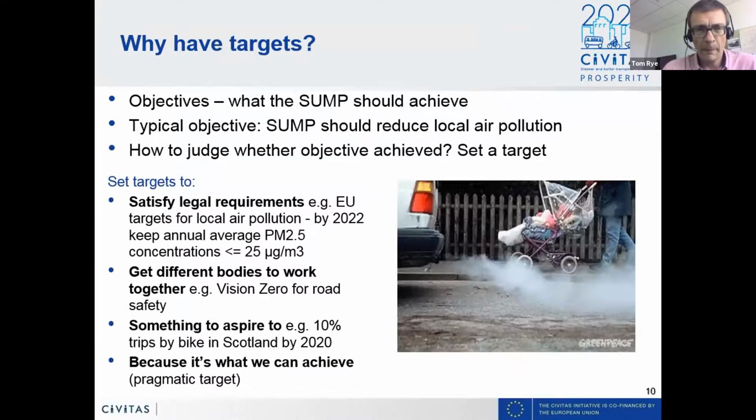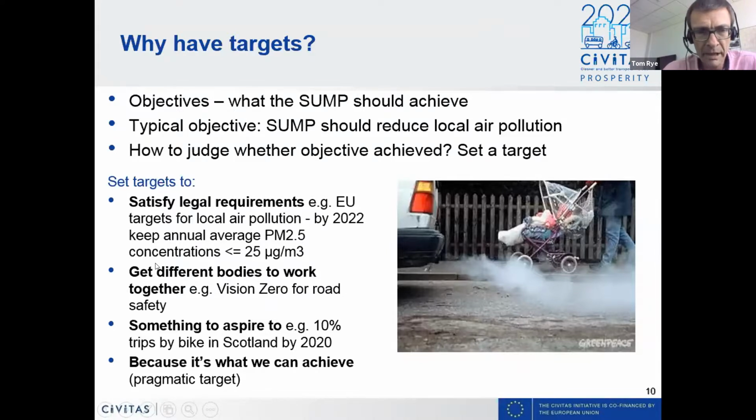So here we can see, you could set a target to satisfy legal requirements, and that's very relevant for local air pollution. So trying to satisfy the EU targets for local air pollution. In this case, we say, well, we'll try to keep the annual average PM2.5 concentrations less than 25 micrograms per meter cubed. All right? So that might be one reason why we set a target.